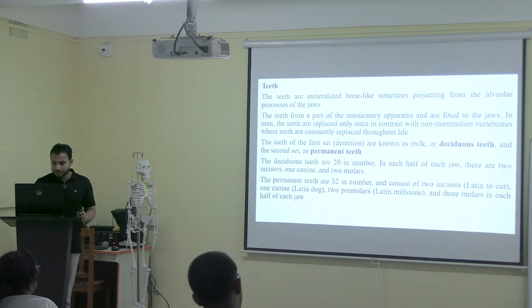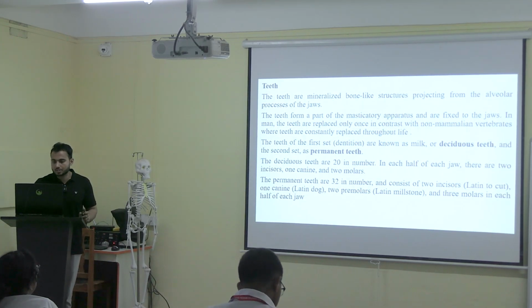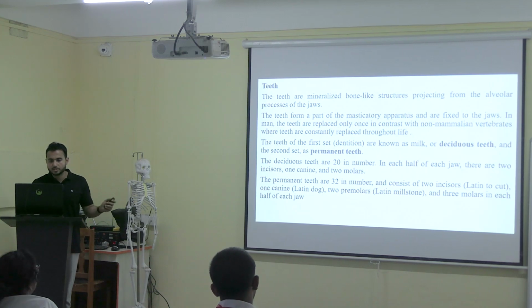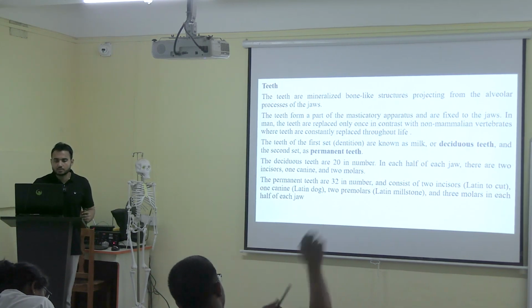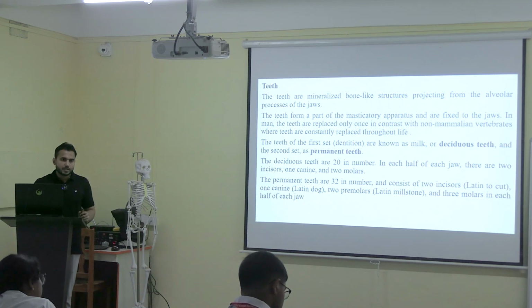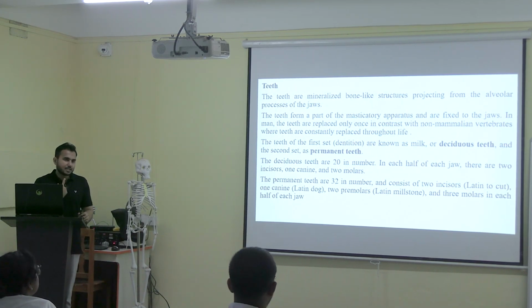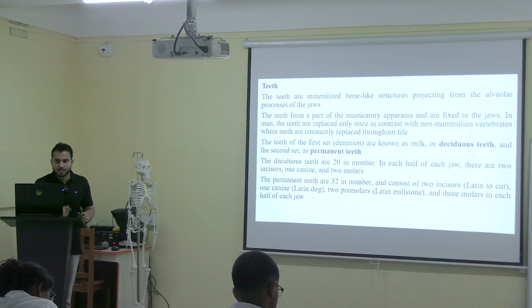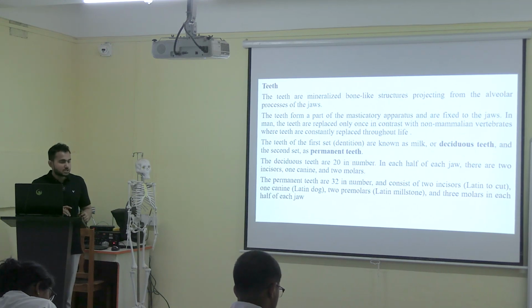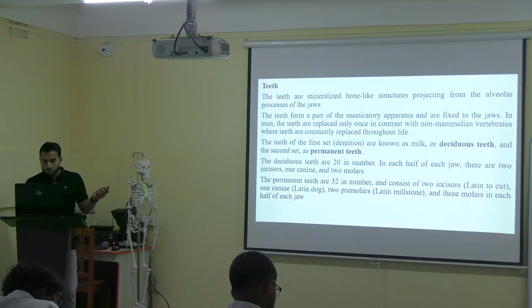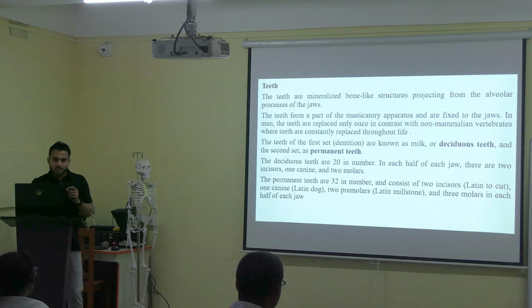Now about the teeth, few basic things you have to know. I know already you have studied. First of all, the tooth is a mineralized bone-like tissue. Where they are situated, they are projecting from the alveolar processes of the jaw. When you open your mouth, you can see the teeth. These teeth are attached to both the jaws, upper jaw and lower jaw. Lower jaw is made up of mandible, upper jaw is made up of maxilla. So these are mineralized bone-like structures.